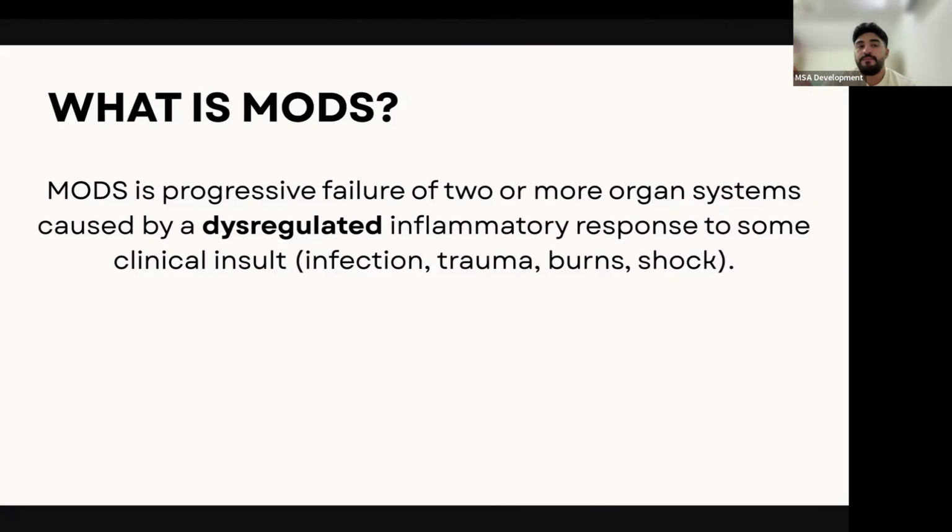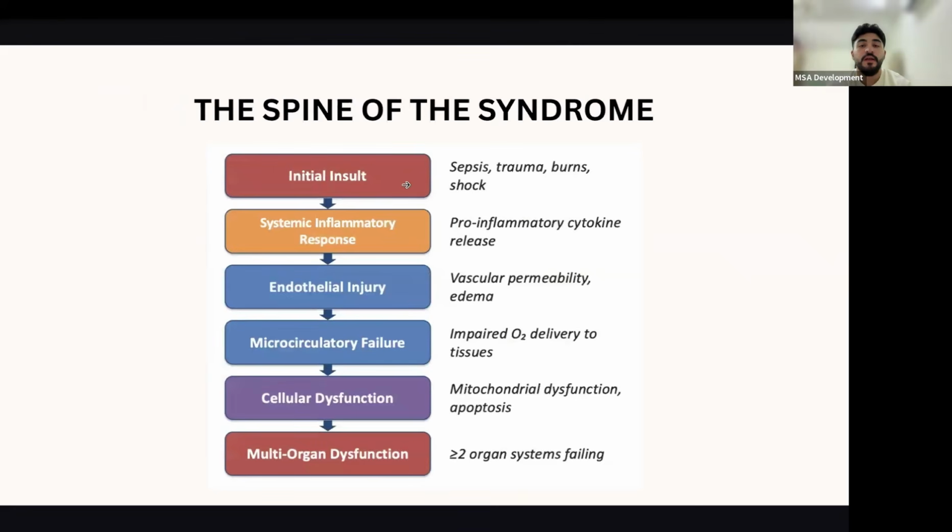So what is MODS? MODS is basically when you have a progressive failure of 2 or more organ systems due to dysregulated inflammatory response, due to a clinical insult like trauma, burn, shock, or infection. So they all follow the same cascade due to a dysregulated inflammatory response. Okay, you need to keep that in mind. So let's take a look at this cascade. If you understand this, inshallah, everything else that I'm going to cover within the next 5 to 6 slides is going to be really, really easy.